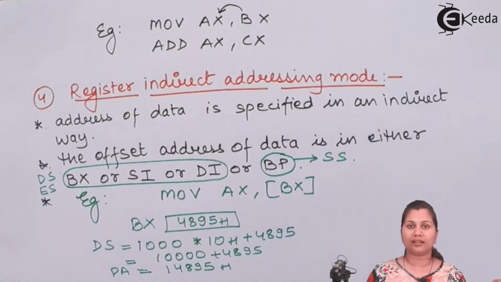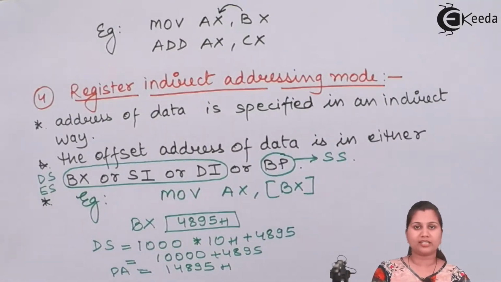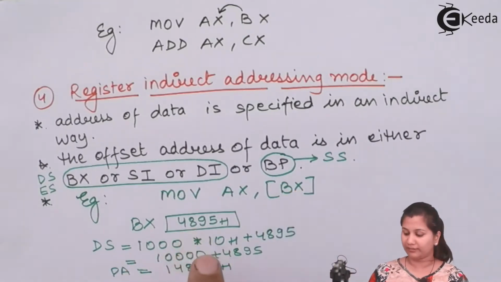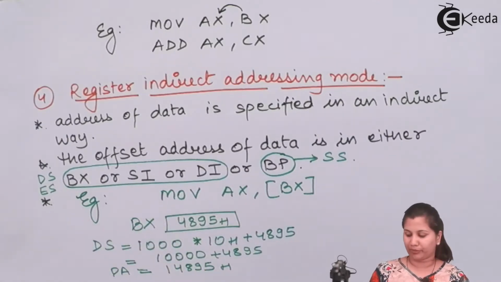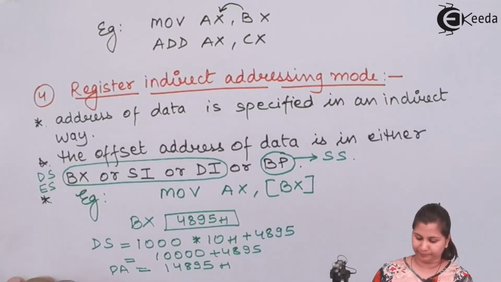In the register addressing mode, we have studied that the data was in the register itself, but here the data is at some memory location, and that memory location is contained in the register. So it is a type of indirect addressing mode.